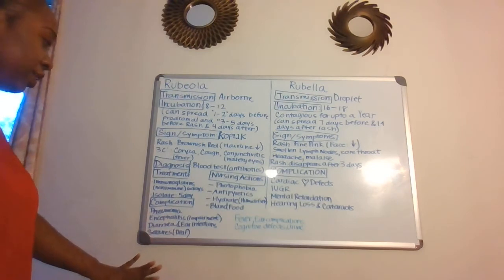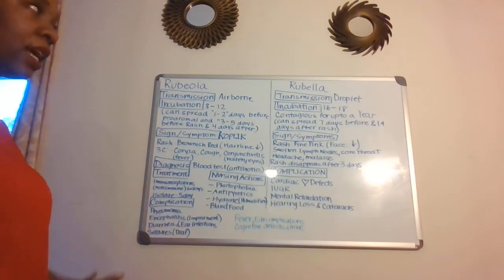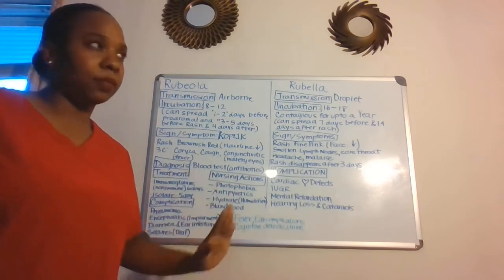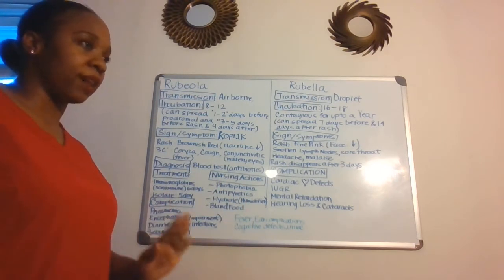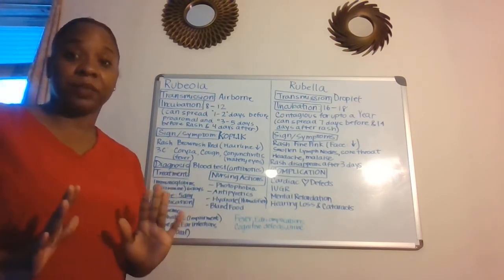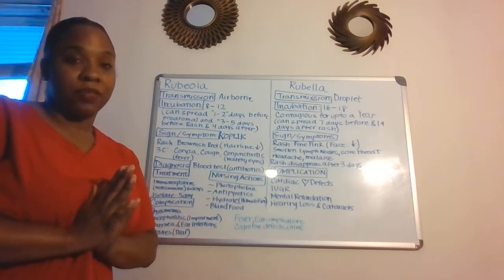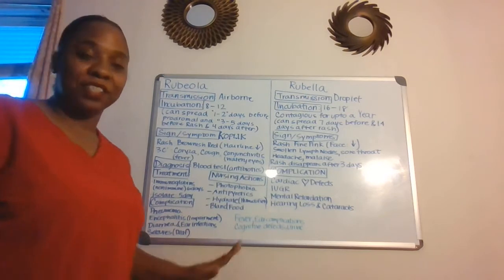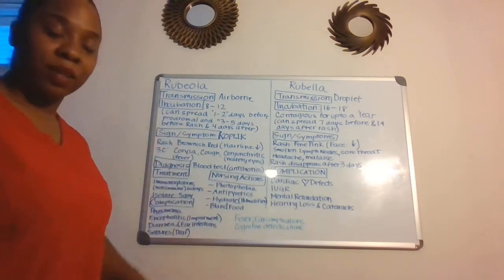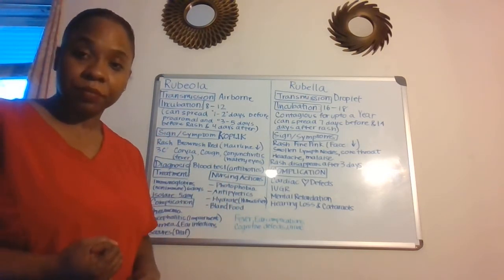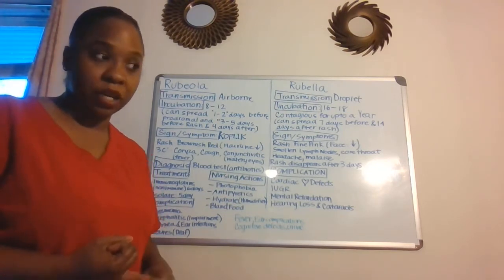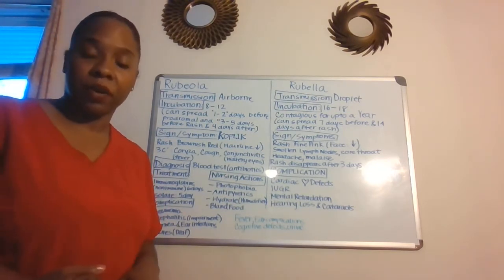The complications of this one, let's say they get it and they don't get any treatment. They're an anti-vaxxer person, which I respect everyone's decision, but for the children. Okay, so the main complications for rubeola is pneumonia. They're going to have encephalitis, which is inflammation of the brain, which can cause cognitive impairment.